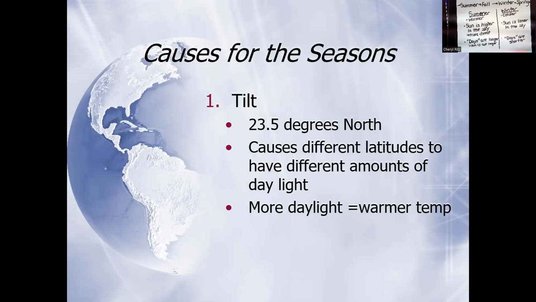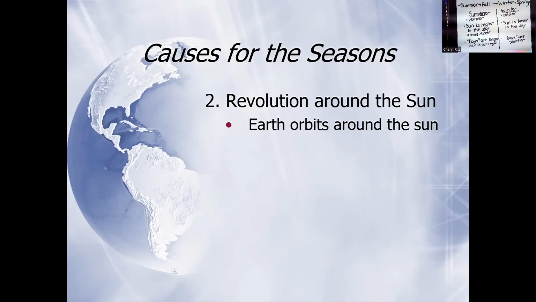So if we were stuck here, it would be summer. If we were stuck here, it would be our winter. So we'd be stuck in whatever season we were in. So without the tilt, we wouldn't have seasons, or without the revolution. You have to have both of them. So the revolution of the Earth around the sun just means the Earth going around the sun.